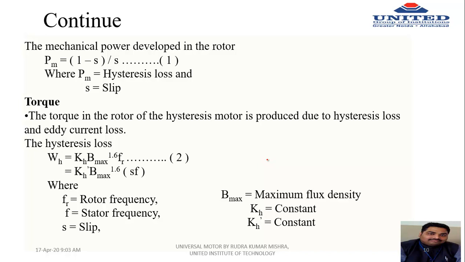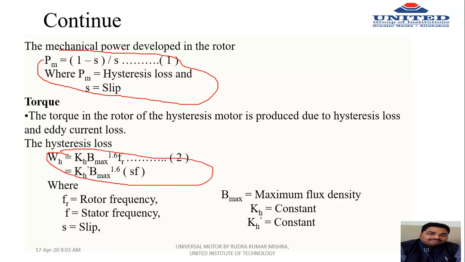The mechanical power developed in the rotor can be seen by an equation where Em is the magnetic power and 1 minus S, where Em is the hysteresis load and S is the slip. The torque in the hysteresis motor is produced due to hysteresis loss and eddy current loss. This is the torque.